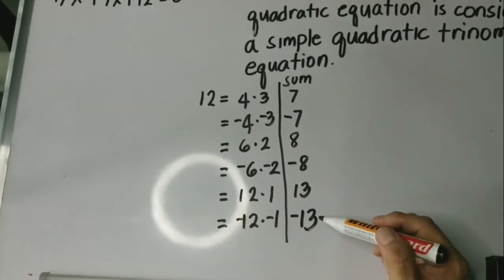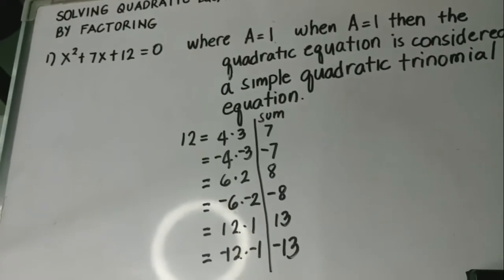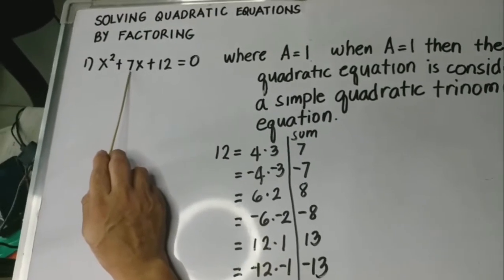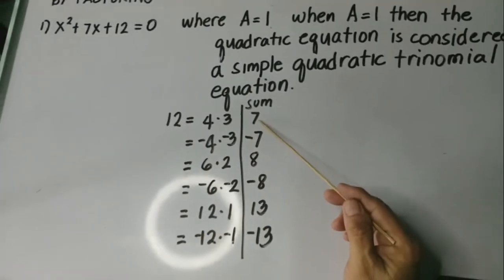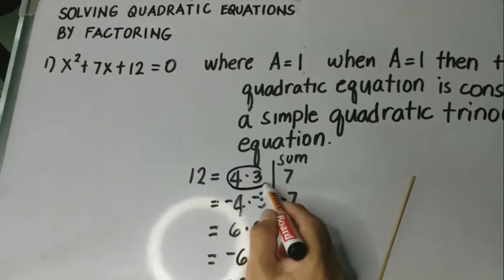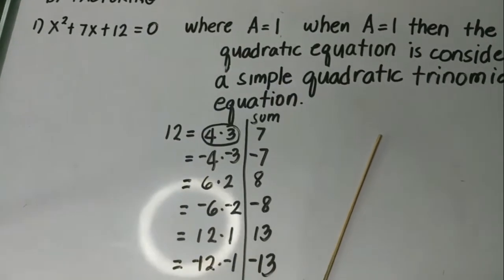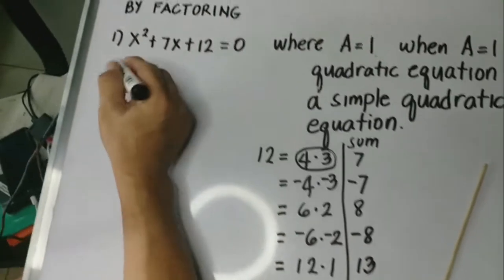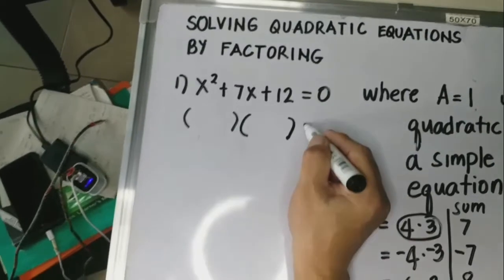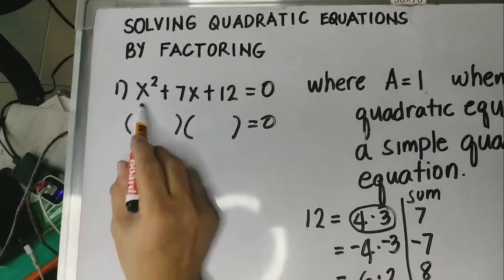After getting the sum, then look at the numerical coefficient of the second term. The numerical coefficient of the second term is positive 7. So look at the sum. This is positive 7, so these are the factors. So now, after getting the correct factors, then in factoring, write two sets of parentheses and equate this to 0.